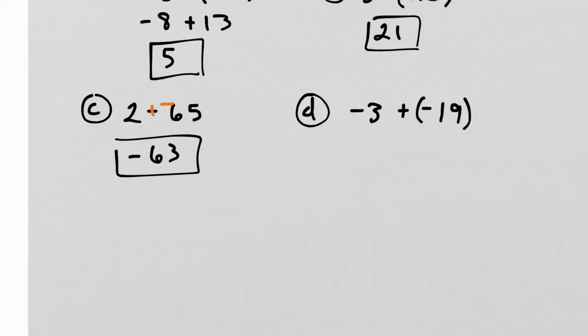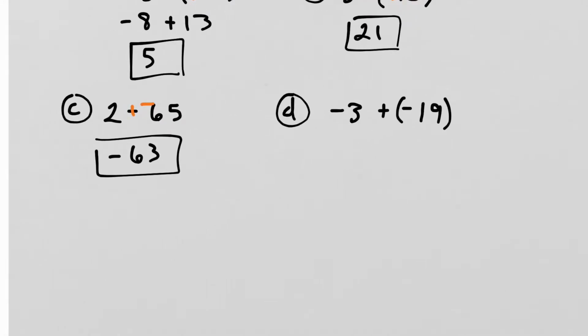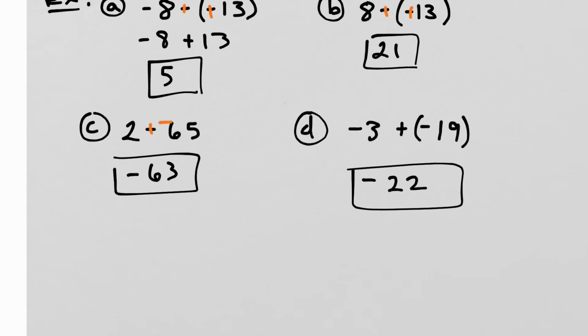So there we go. Then we have negative plus a negative. So since they're the same sign, I'm just going to add them and keep that sign. So it would be negative 22. I mean, hopefully that's all you need. I'm not going to do any more.